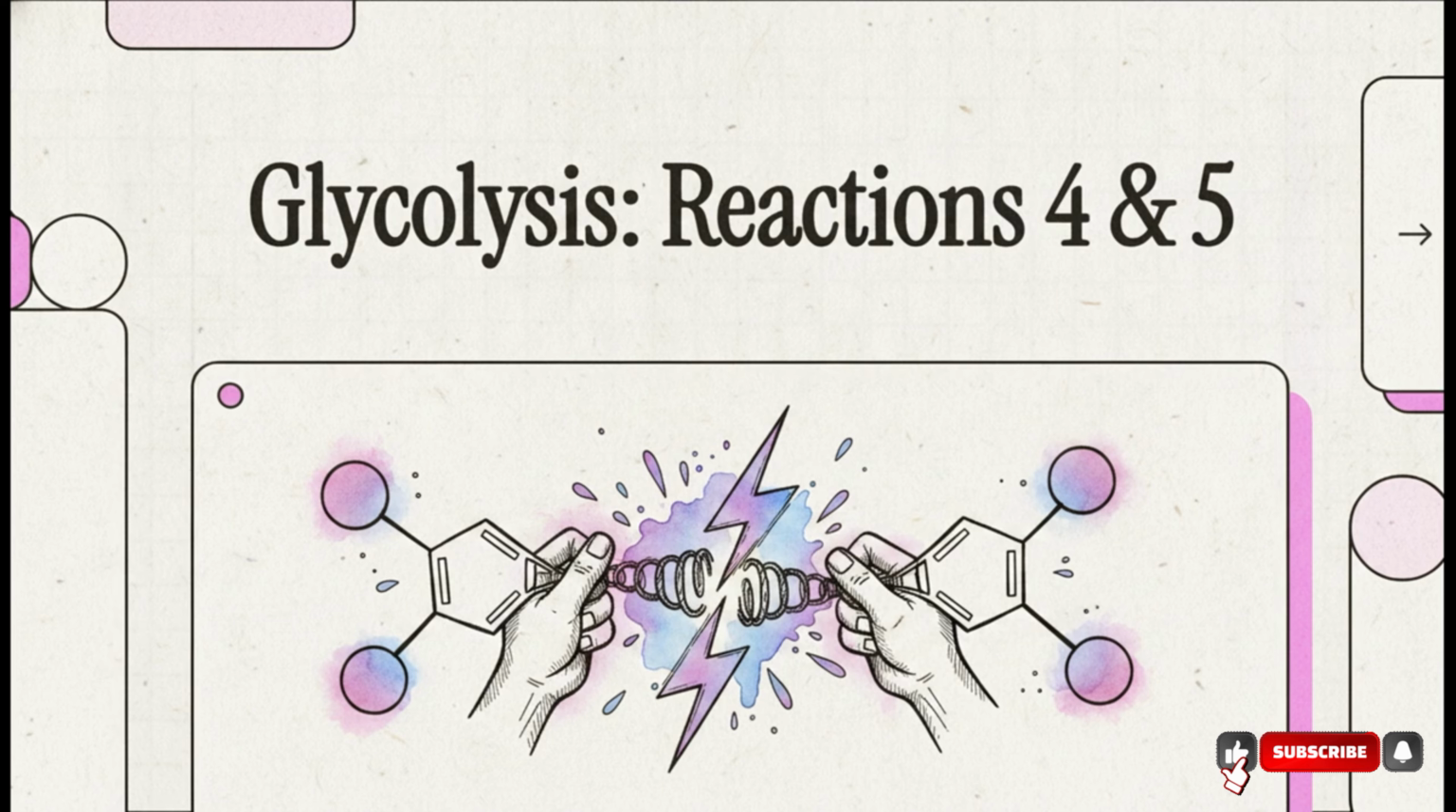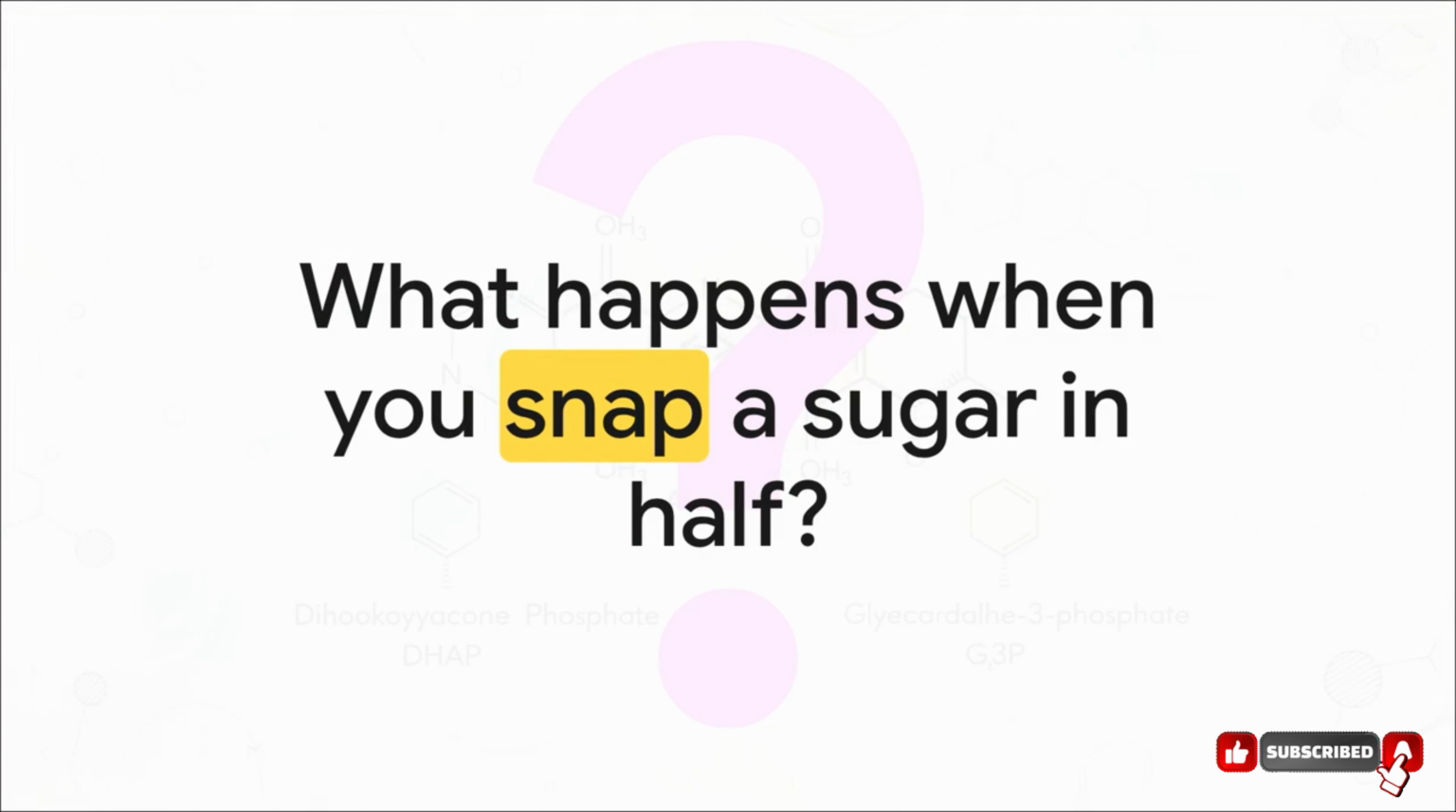Let's dive right into reactions 4 and 5. We already invested the energy to prime our glucose, but what actually happens when you snap that fully loaded molecular spring in half? We're shifting from just prepping our molecule to actually breaking it apart. Let's see exactly how this cell meticulously handles this breakdown.